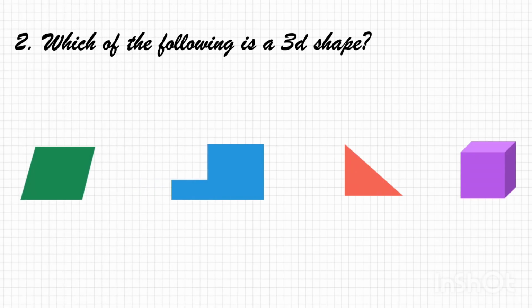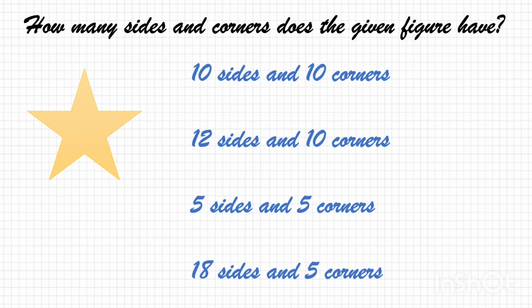Which of the following is a 3D shape? Option A, option B, option C, option D, or none of them. How many sides and corners does the given figure have? 10 sides and 10 corners, 12 sides and 10 corners, 5 sides and 5 corners, 18 sides and 5 corners.